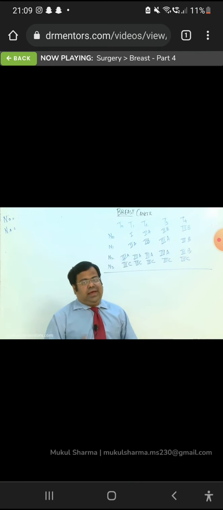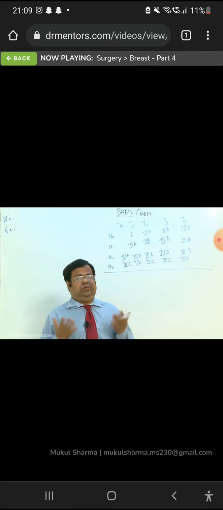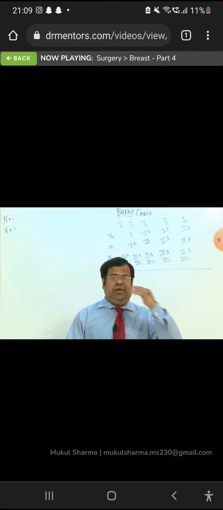What is Nx? Nx is again a person operated or treated outside. Maybe surgery was done, but you do not know exactly what is the status of the lymph node. So probably the details are not available. Then we have N1, N2, and N3. So let us see how they are. So let us make this small table.